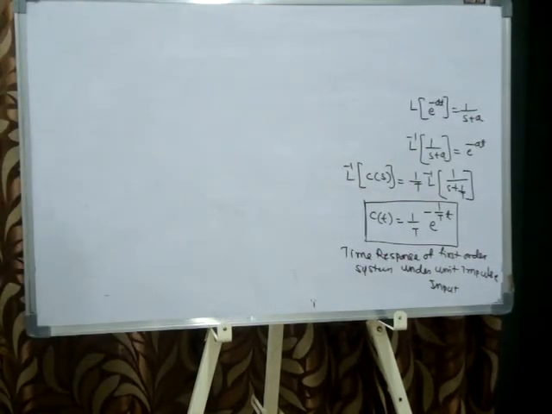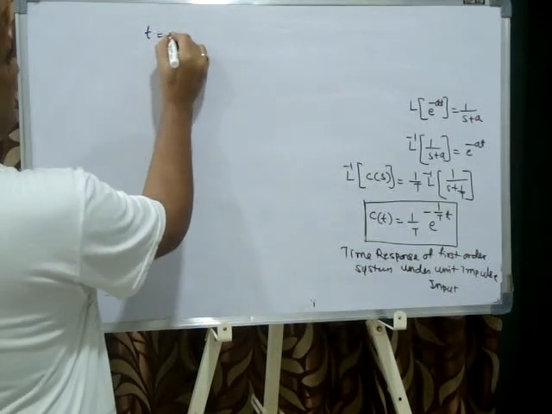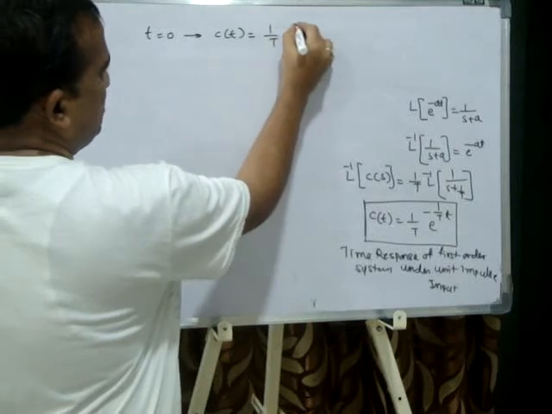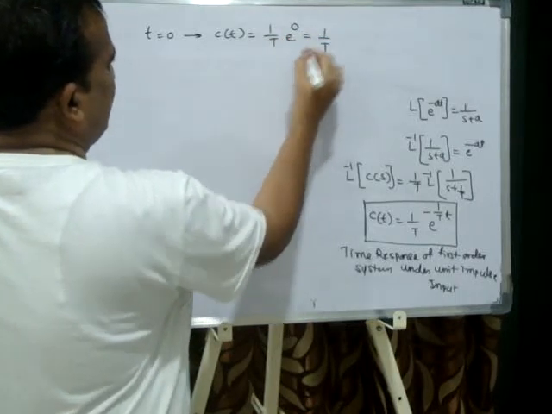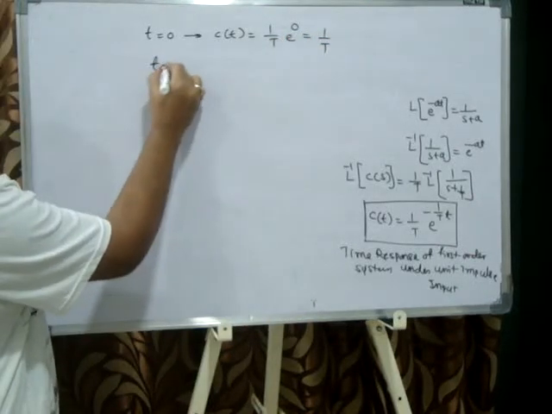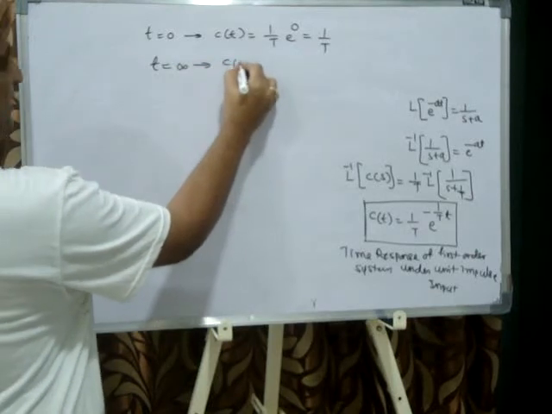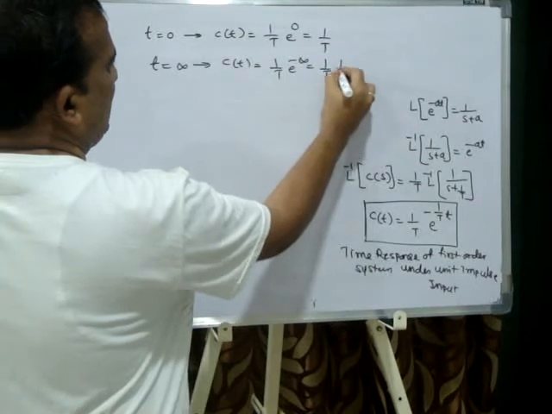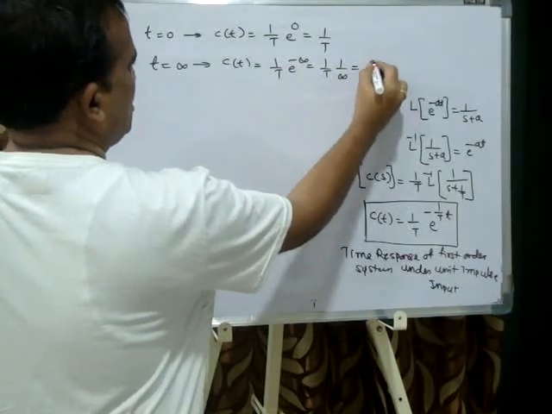Now, when t equal to 0, what is the C of t value? Initial value, e raised to 0, that is 1 by t. It starts from 1 by t. When t equal to infinity, after sufficient time, 1 by t e raised to minus infinity, that is 1 by infinity, that is 0.